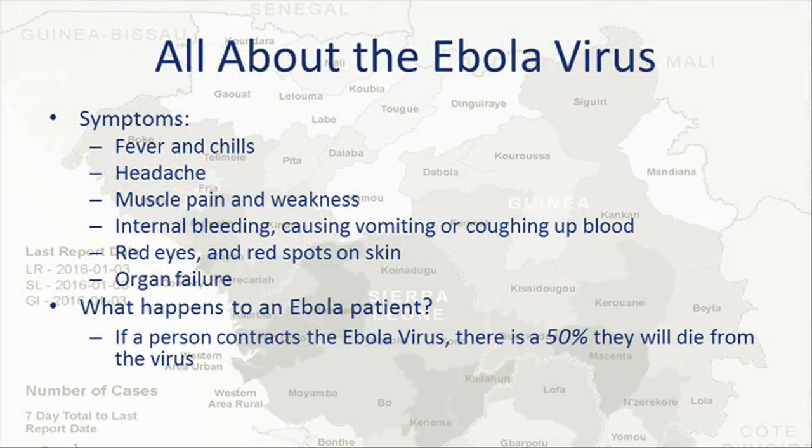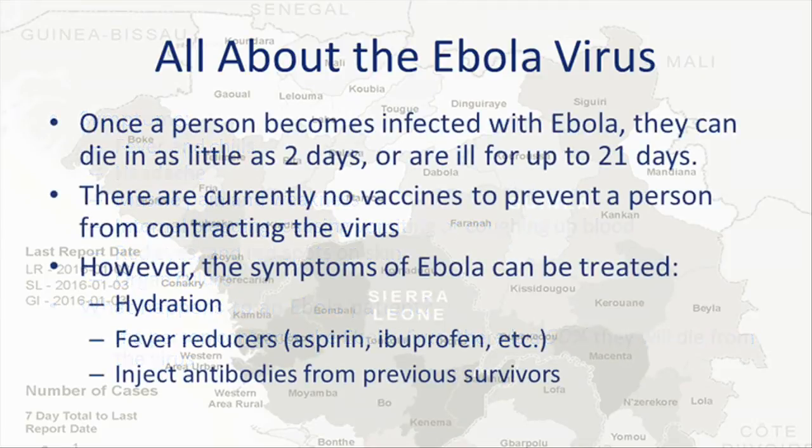Okay, so symptoms of the Ebola virus. There's fever and chills, headache, muscle pain and weakness, internal bleeding, and at the later stages, you're vomiting or coughing up blood. You have multiple organ failure. And once you do show these symptoms, there's about a 50% chance that you will die from this virus.